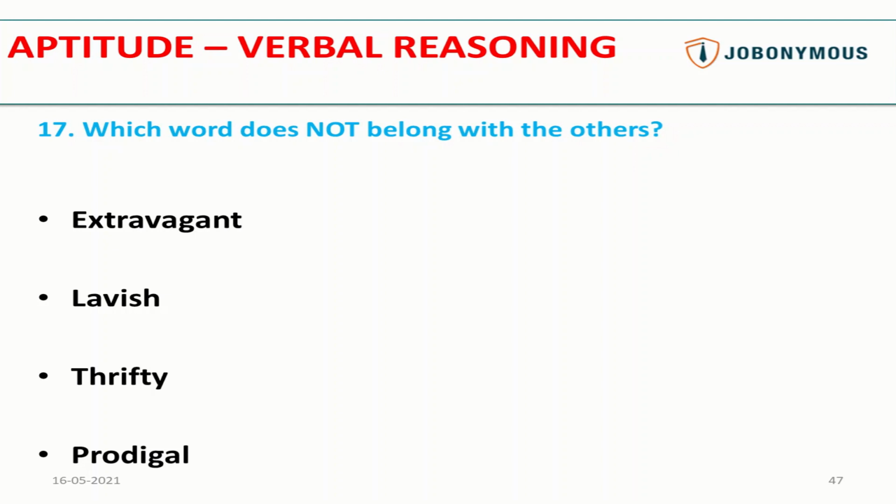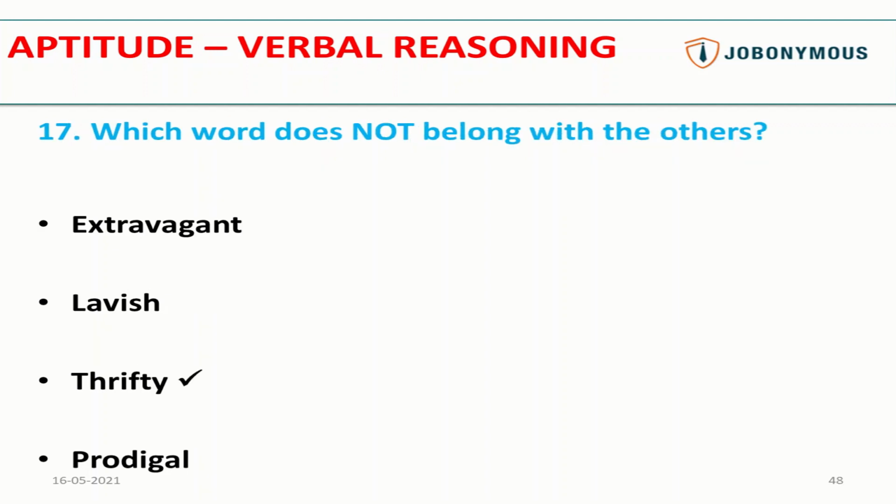So next is, which word does not belong with the others? Extravagant, lavish, thrifty or prodigal? So here the right answer is thrifty, because extravagant, lavish and prodigal all mean spending a lot of money, but thrifty means the opposite. So all these words mean the same, and thrifty is the odd one out.